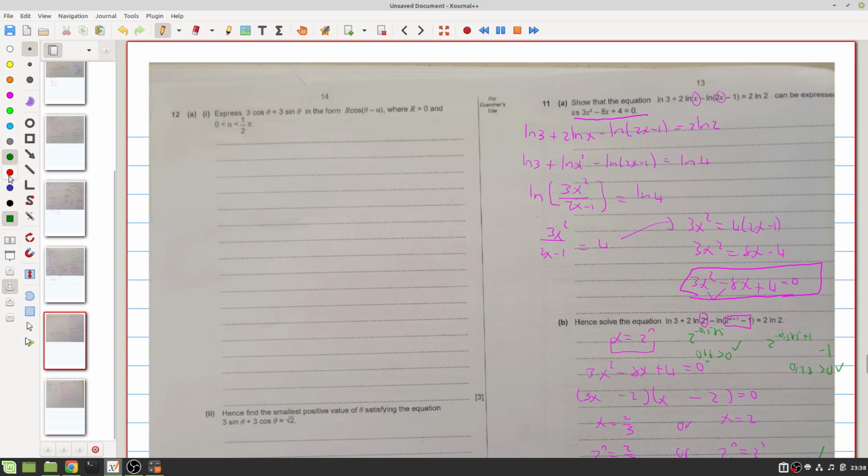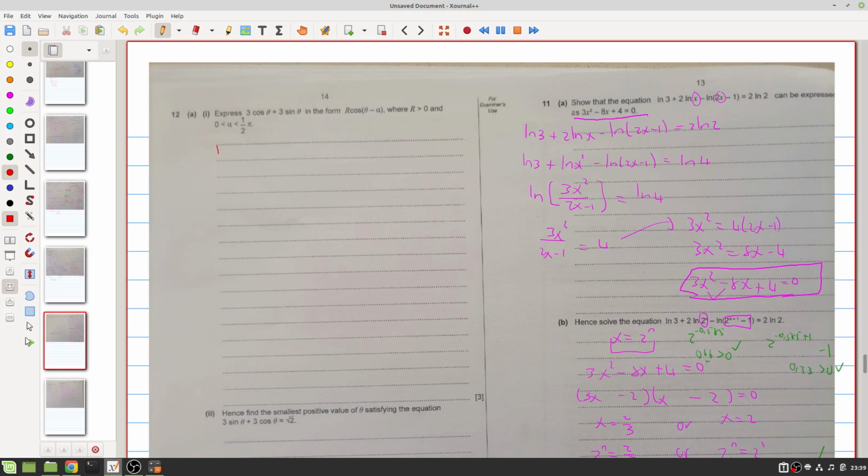Okay, question 12. Express 3 cos theta plus 3 sine theta in the form r cos(theta minus alpha), where r is positive. If you want to look up how to do this, you can look up the R formula, or something very similar. You can even type this equation in Google. It should give you lots of nice pages on how to do this.